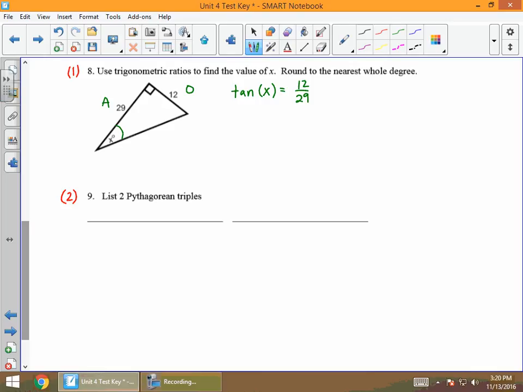Now to solve for x, I have to get rid of tangent. So I get rid of tangent by using the inverse. So tangent inverse of that fraction, 12 over 29. And it wants the nearest degree. So I go second tangent in my calculator, 12 divided by 29. And I get 22.4. So round that to the nearest degree, it would just round to 22 degrees.